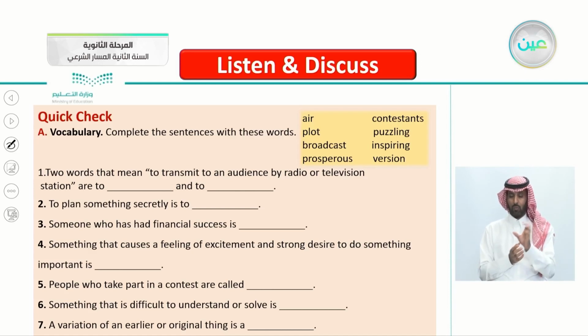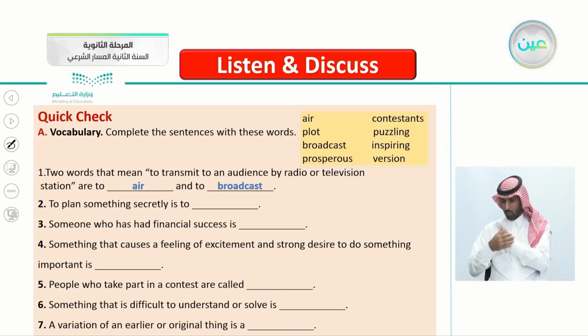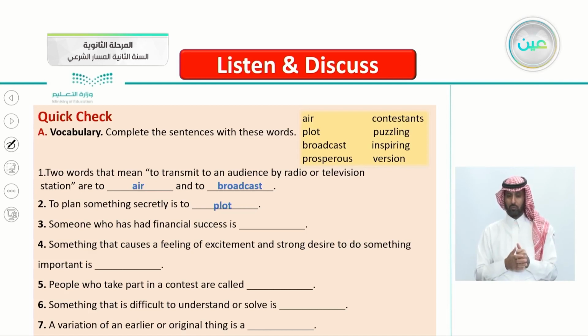So number 1 is, yes, that's correct, to air and to broadcast. Number 2, to plan something secretly. To plan something secretly, nobody knows, is to plot. That's correct. Number 3, someone who has had financial success is, that's correct, the word prosperous.